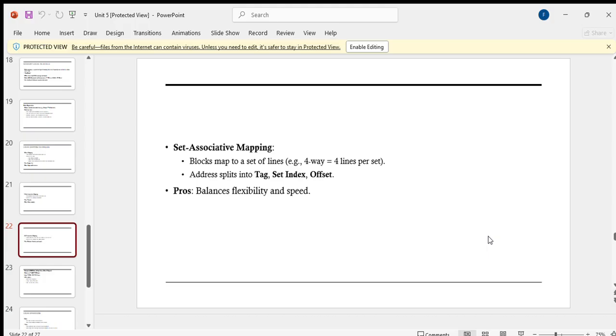When searching, only the lines in the relevant set are checked, which is faster than fully associative. It balances flexibility and speed. It's very balanced with speed because it's a combination of direct mapping and fully associative mapping.